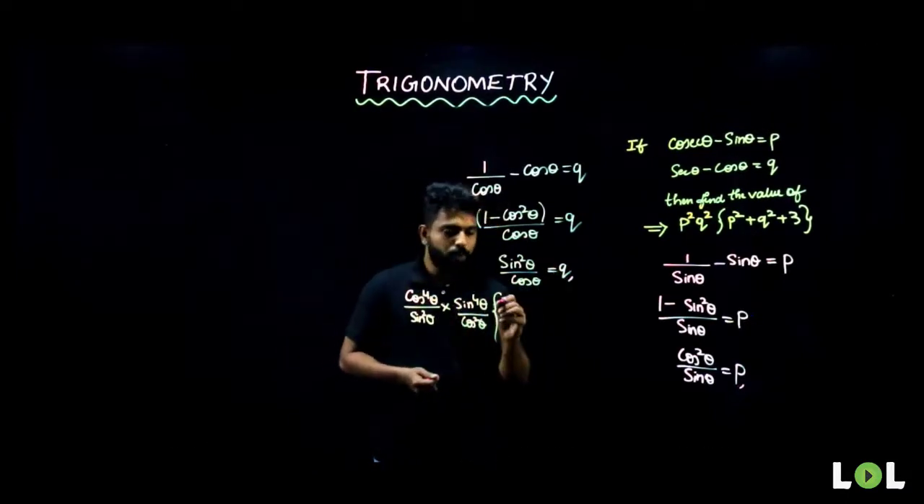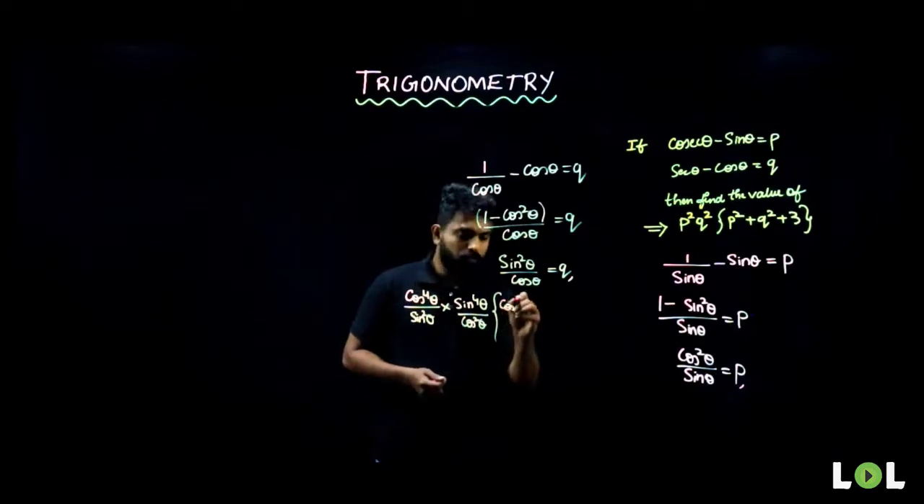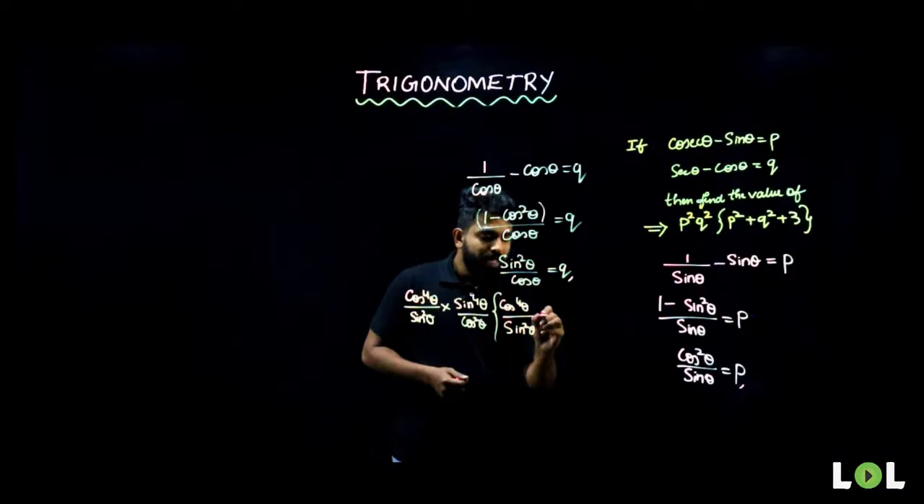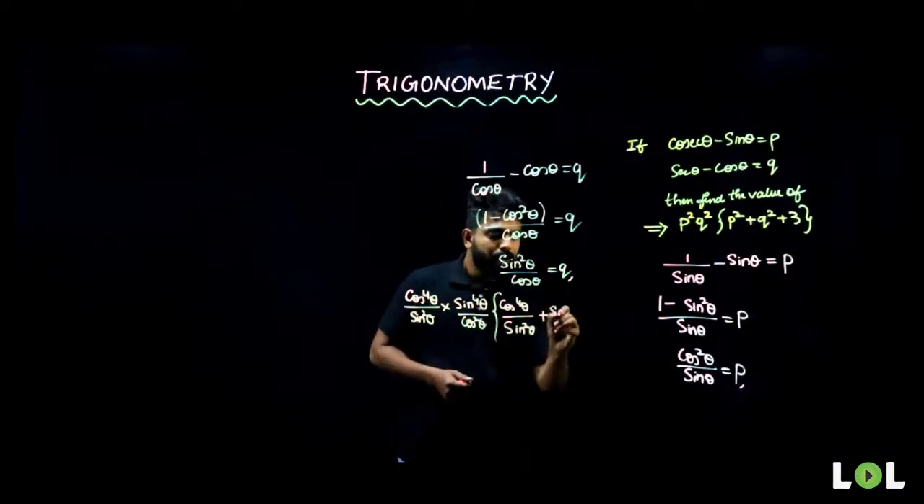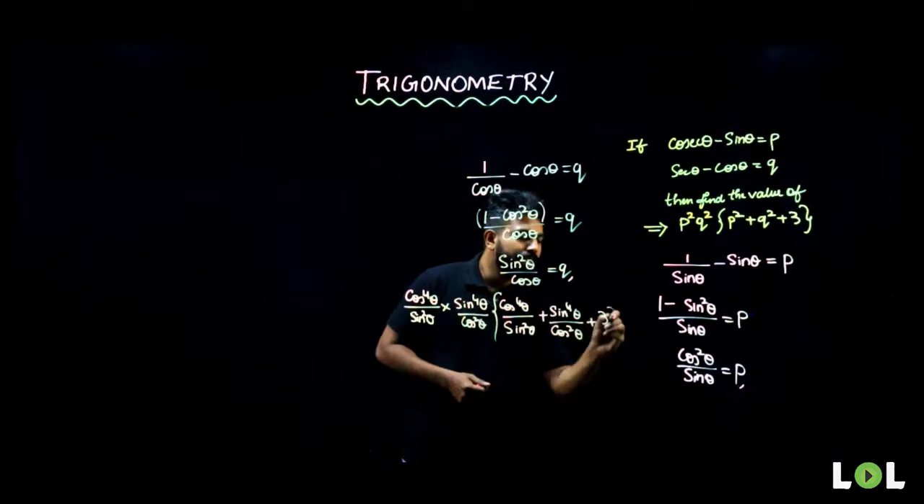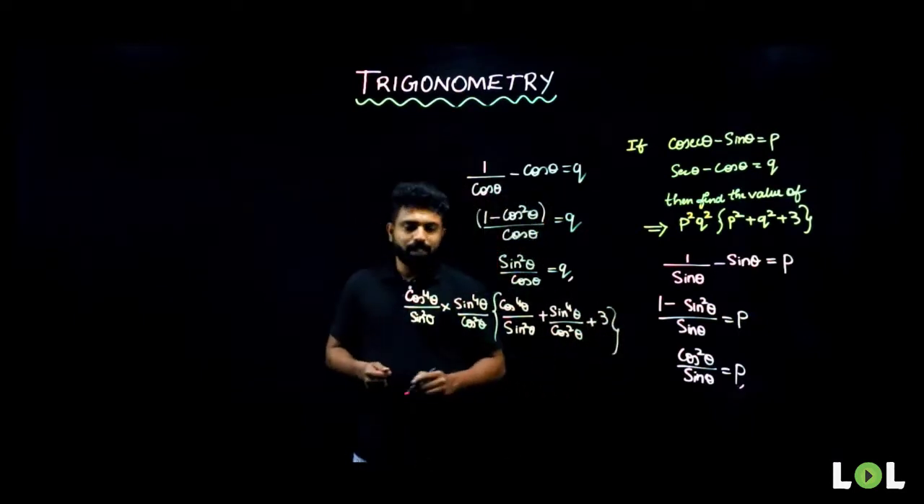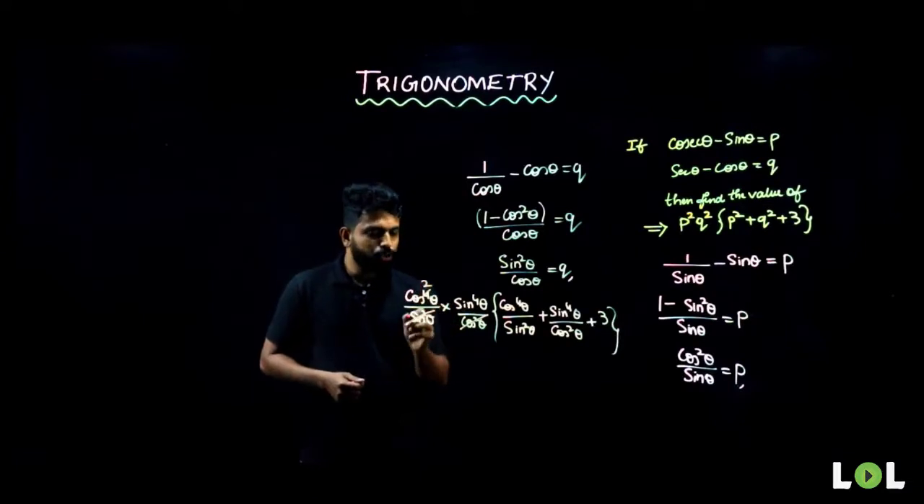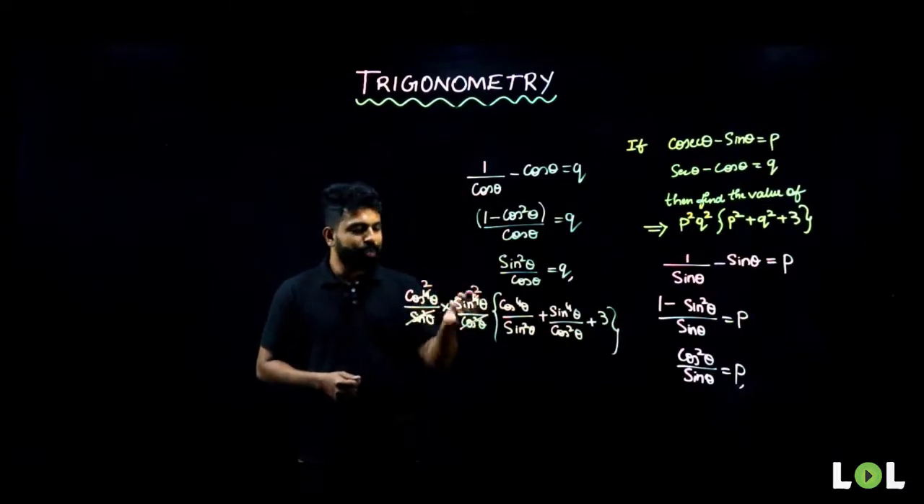What is P square? Cos power 4 theta divided by sin square theta plus sin power 4 theta divided by cos square theta plus I have a 3 here. Now what happens here? Look at this. Cos square theta, cos power 4 theta gets cancelled here. Sin square theta, again here sin square theta. What will I be left with?